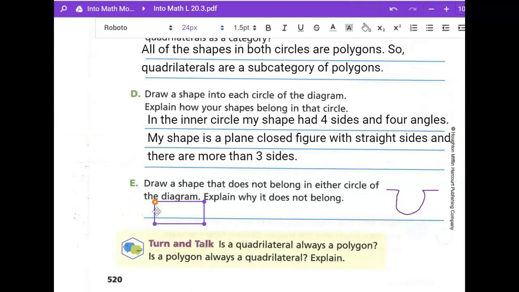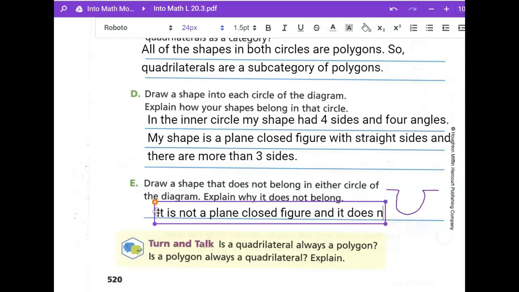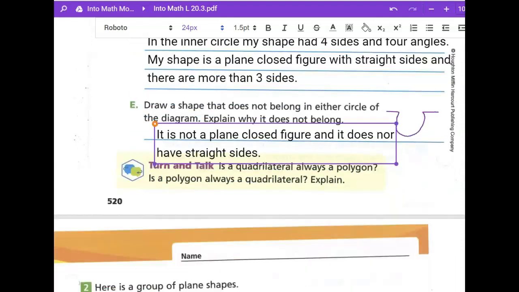Explain why it does not belong. It is not a plane closed figure and it does not have straight sides. Okay, go ahead and stop your recording if you need to and get that done.